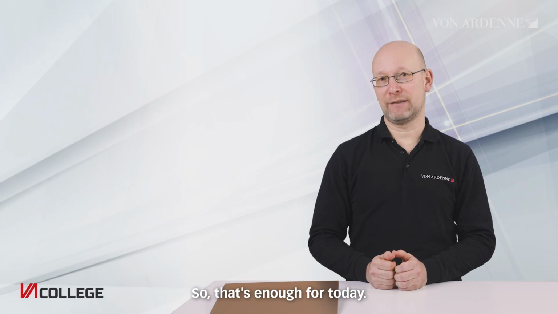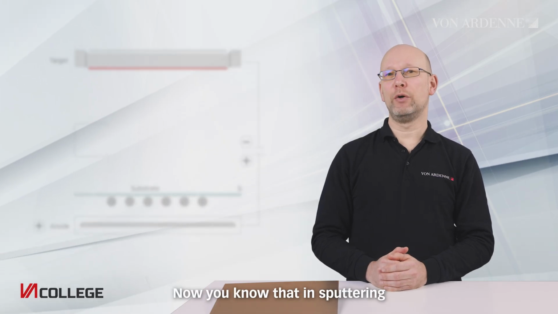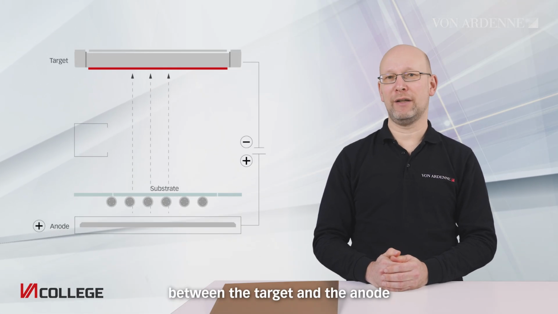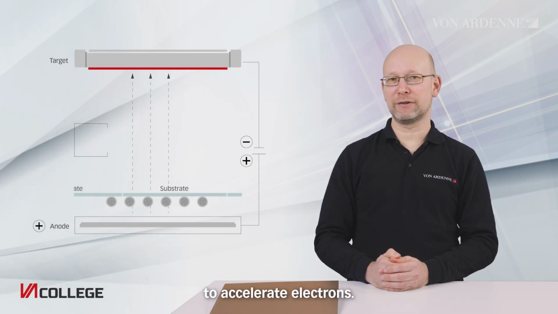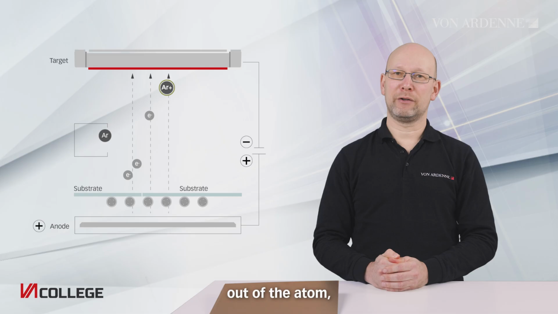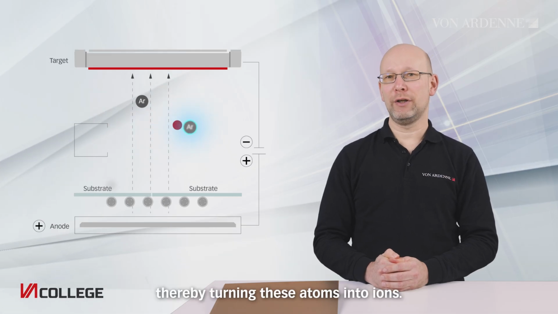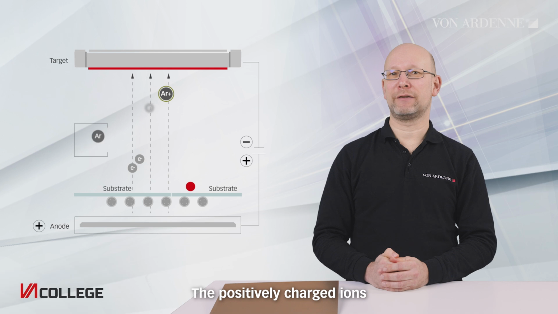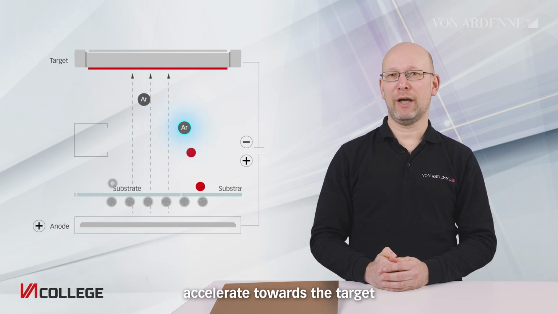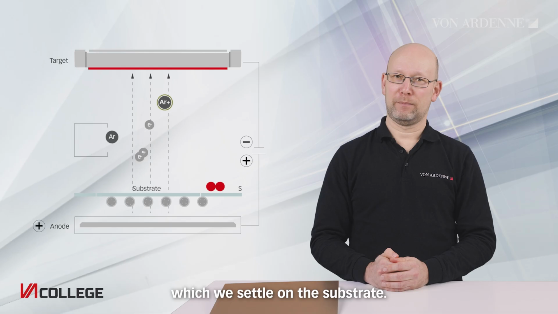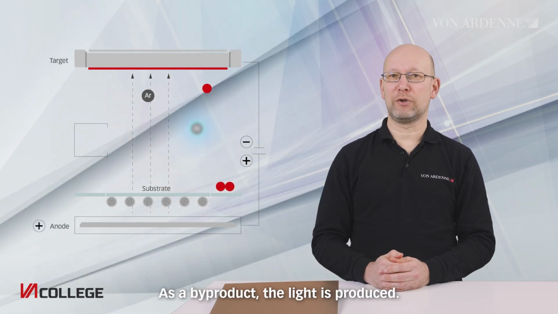So, that's enough for today. Now you know that in sputtering we create an electric field between the target and the anode to accelerate electrons. These electrons can knock other electrons out of the atom, thereby turning these atoms into ions. The positively charged ions accelerate towards the target and knock particles out there, which we settle on the substrate. As a byproduct, the light is produced.